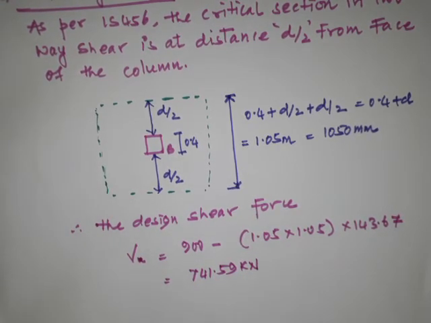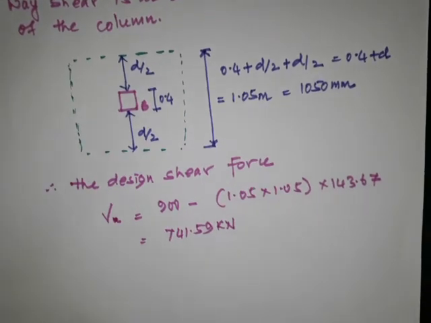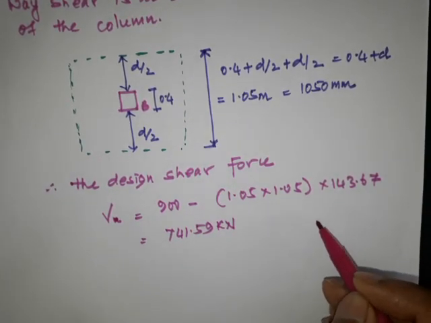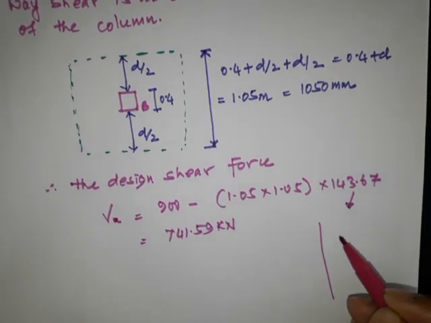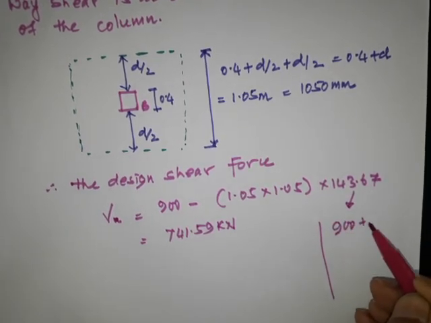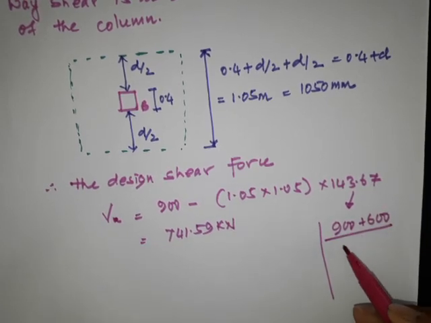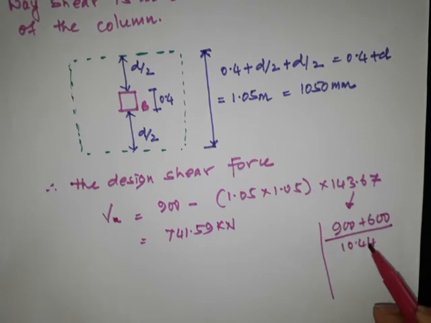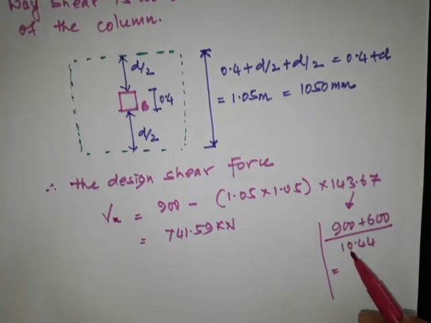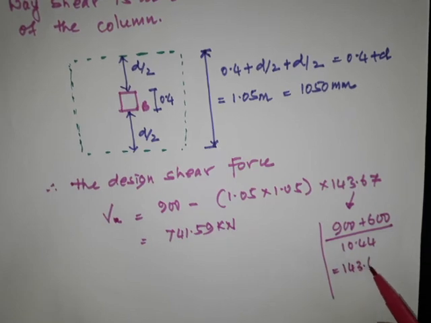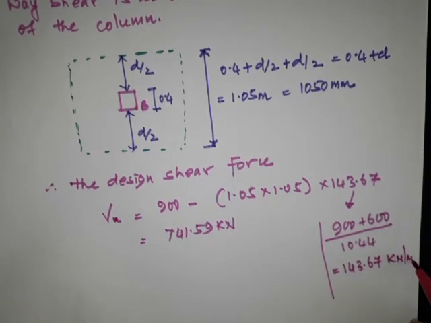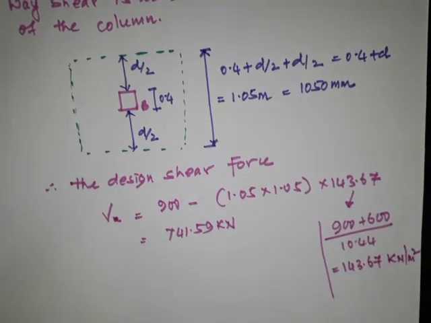Upward pressure, how do you get upward pressure? 900 plus 600 divided by 10.44. So this is how you will get upward pressure here. If you want, I'll show it here. The load is 900 plus 600 and area provided is 10.44. You can go back and check the provided area is 10.44. So we will get the upward pressure as 143.67 kilonewton per meter square. Okay, 143.67, that you have to use here.